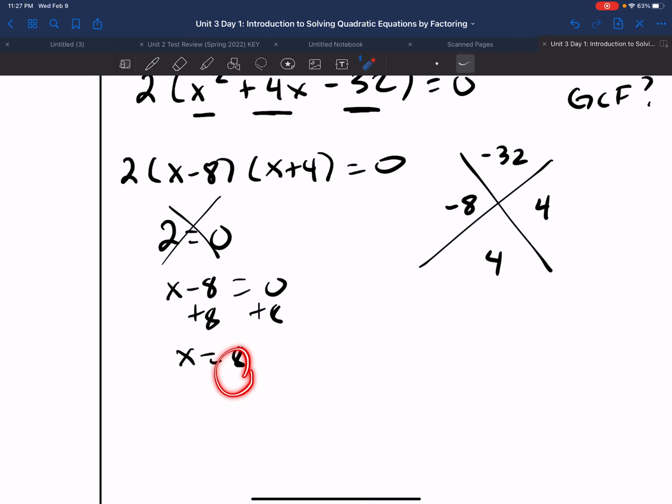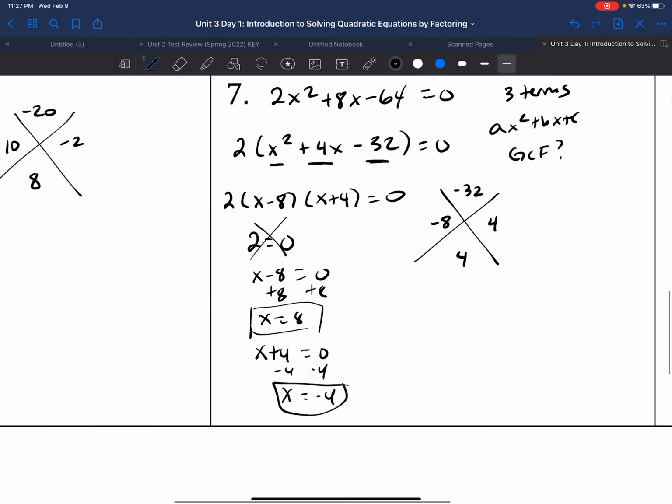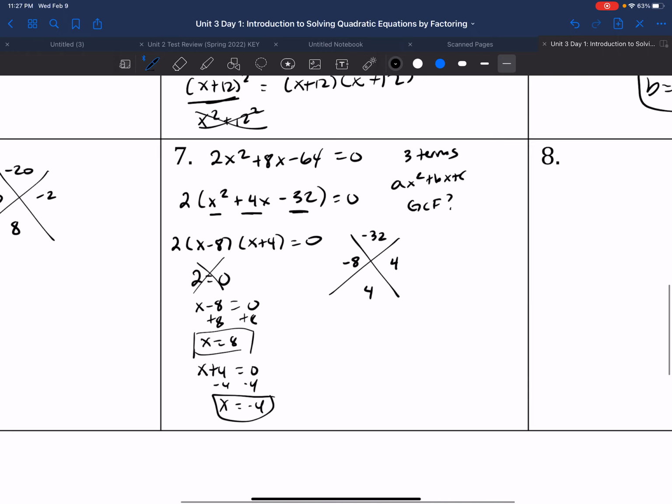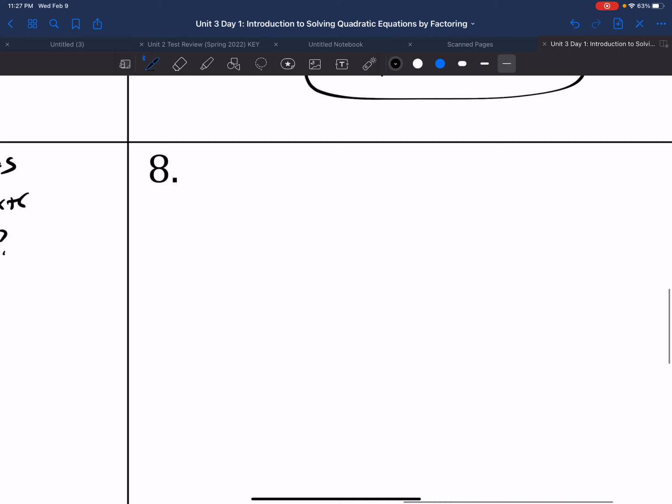If I plug 8 into this over here, 8 minus 8 is equal to 0, which is true. Okay. And then let's see, x plus 4 equal to 0, subtract both sides by 4. And I'm left with x is equal to negative 4. So x is equal to negative 4 is my answer. X is equal to 8, my answer. And now I'm like, boom. Those are it.